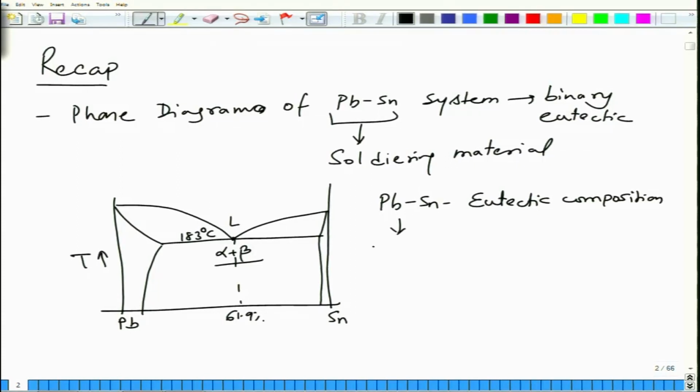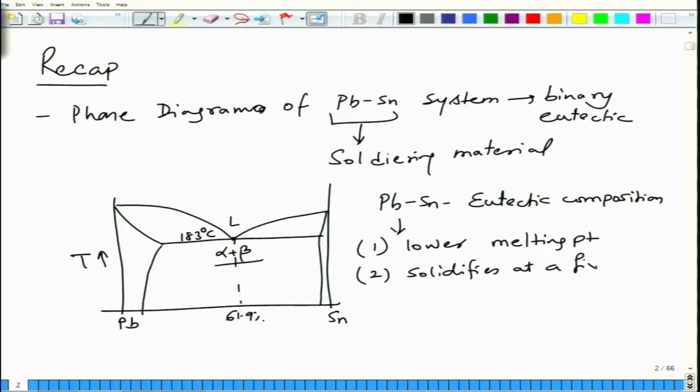has the following attributes. Number 1, lower melting point, and 2, it solidifies at a fixed temperature. So as a result, it does not have a liquid plus solid zone.